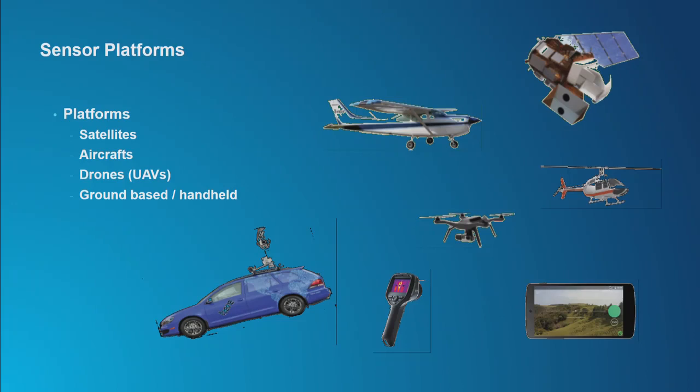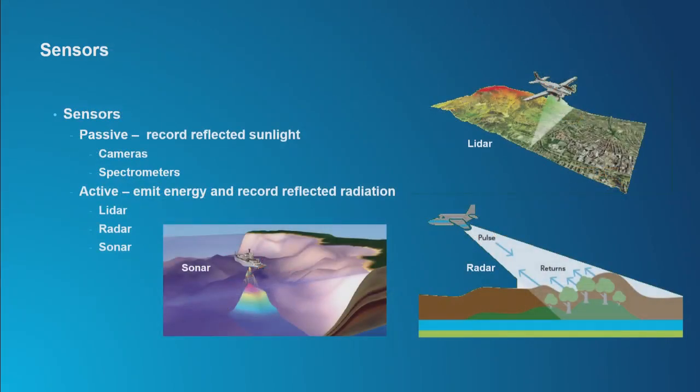And then not to forget ground-based imagery. Oblique imagery that could be captured from cars or from handheld sensors. This is also a type of imagery that we don't want to forget about. All right, so based on these different platforms, we do have different sensors. You see them listed on the slide here and pretty much divided up into passive and active sensors.